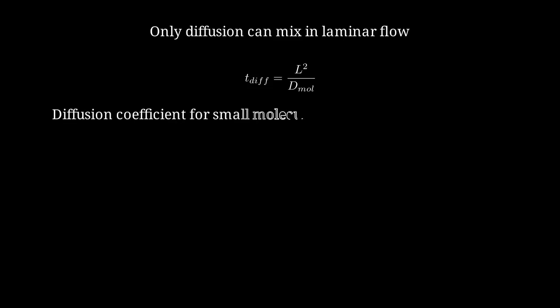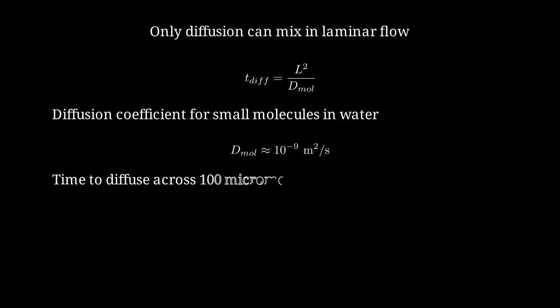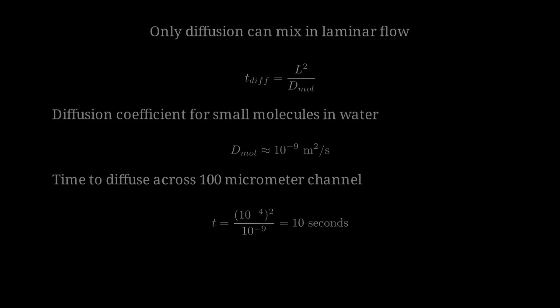For small molecules in water, the molecular diffusion coefficient is typically around 10 to the negative 9 square meters per second. D_molecular approximately equals 10 to the negative 9 square meters per second. How long does it take to diffuse across a 100 micrometer channel? Plugging in, we get 10 seconds. That's extremely slow for industrial processes.